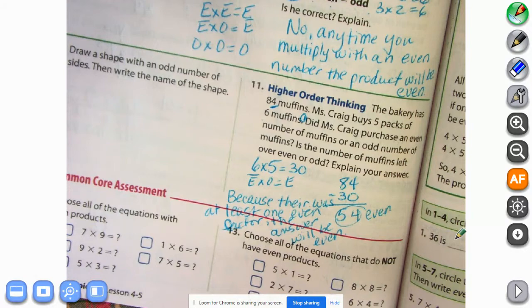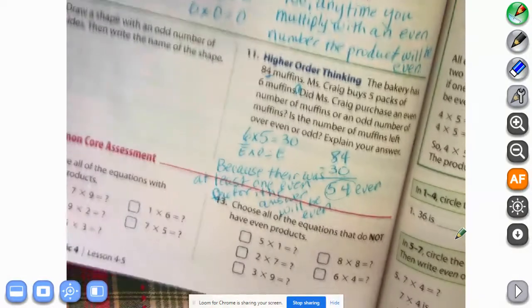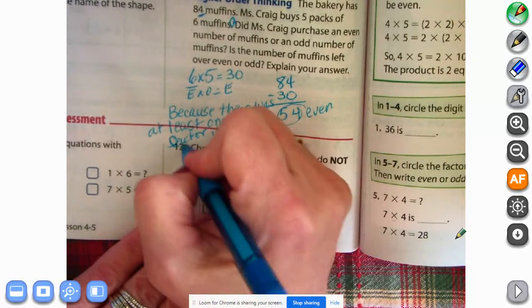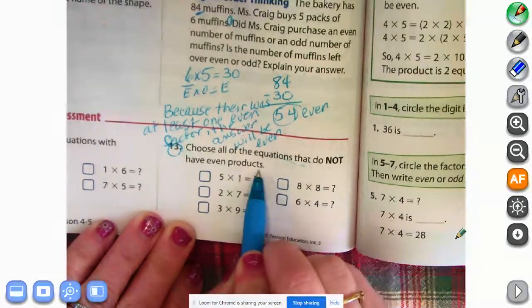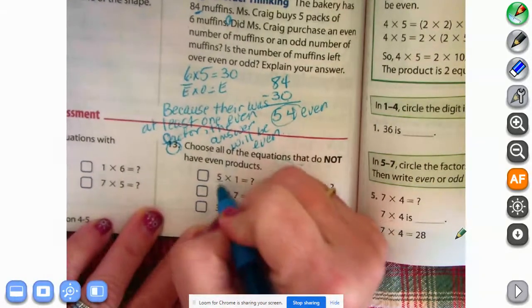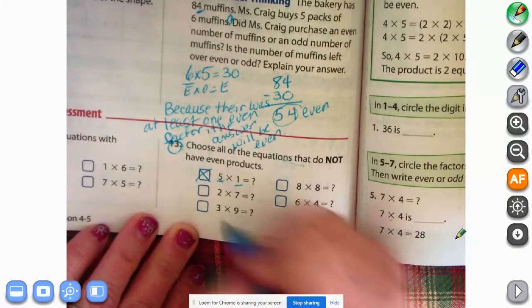Okay, if you're still not finished, go ahead and push pause. We're going to move on. Try to get up here so we can see that. All right, number 13. So we're going to do odds here. Choose all of the equations that do not have even products. Okay, odd times an odd. This one will not have an even product.